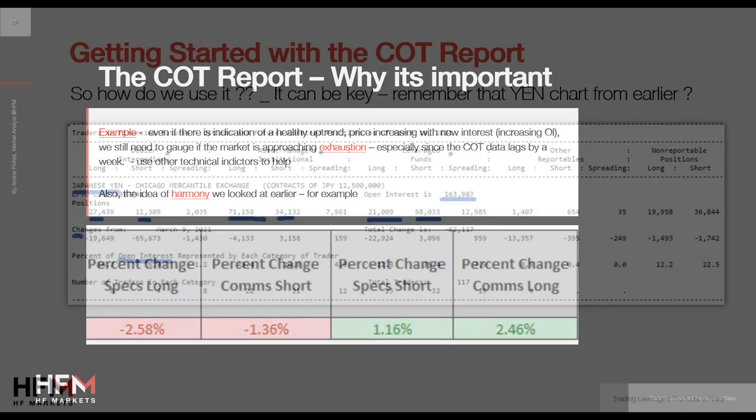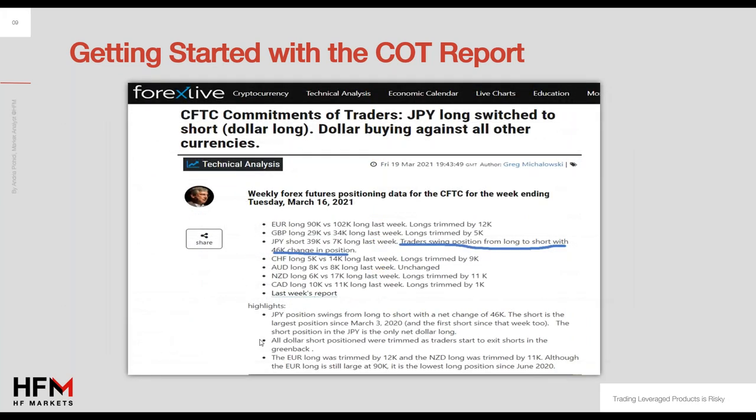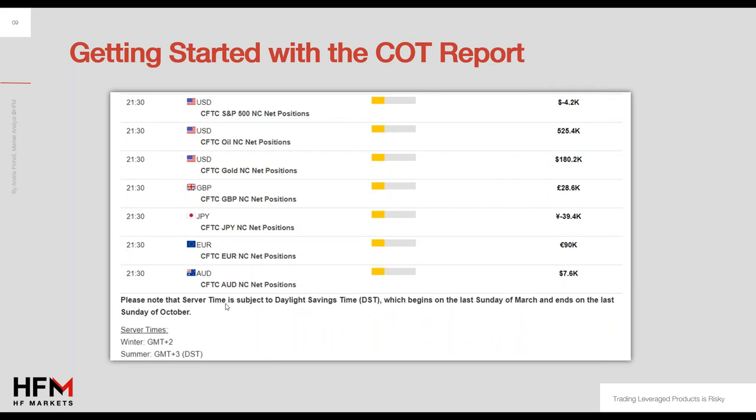Okay, everything is on the slide, so keep an eye on it. Sometimes we might also see in the news feed the commitment of traders breakdown, in the weekly positioning of the data. And it's in the calendar as well, CFTC net positions. In the calendar, you will be able to see only the net positions, not the exact breakdown.